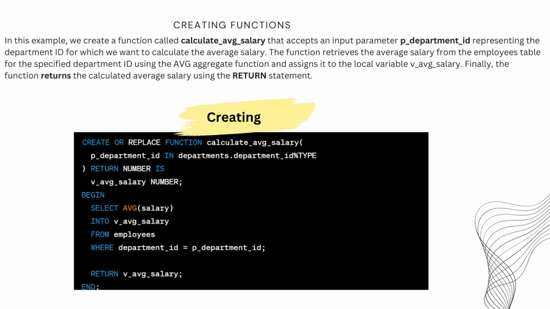In this example, we create a function called calculate_average_salary that accepts an input parameter p_department_id representing the department ID for which we want to calculate the average salary. The function retrieves the average salary from the employees table for the specified department ID using the avg aggregate function and assigns it to the local variable v_average_salary. Finally, the function returns the calculated average salary using the return statement.